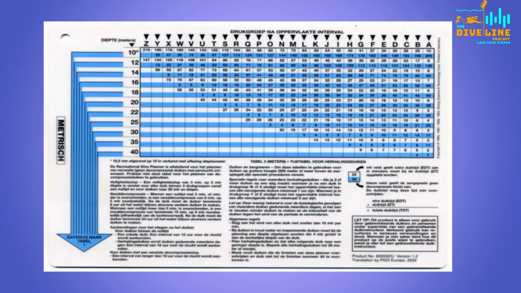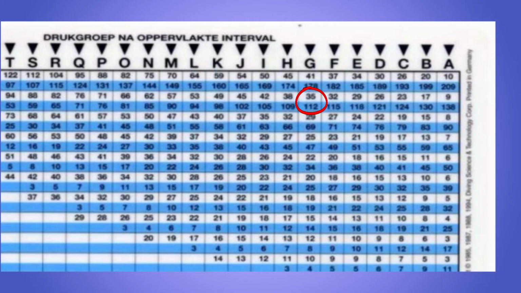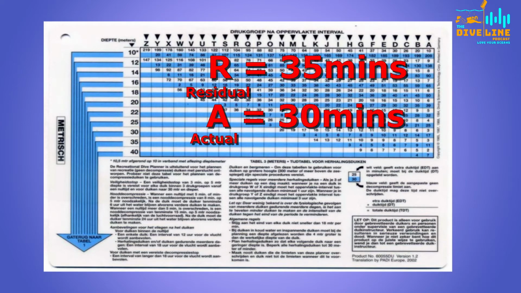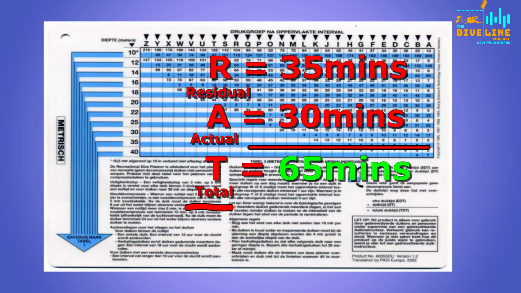So let's turn our RDP over again to side 2, and if we look at 12 meters this time, because we don't want to dive so deep, and follow that along from the left hand side across to pressure group G, we can see in the white box there, the residual nitrogen, we need to allow 35 minutes to our next dive. And let's say we were going to do another 30-minute dive. We need to add those together. Remember the RAT, so residual is 35 minutes, the actual is 30 minutes, so the total will be 65 minutes.